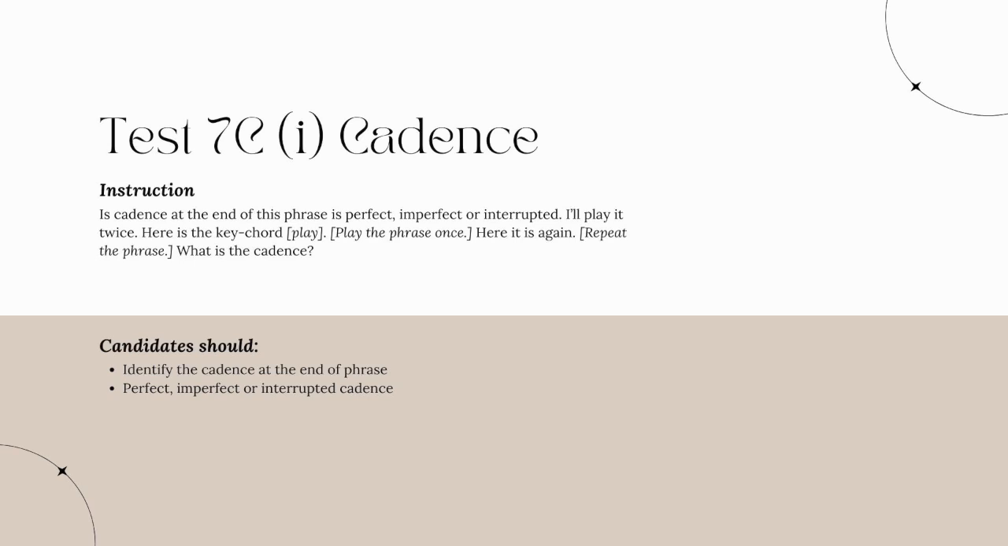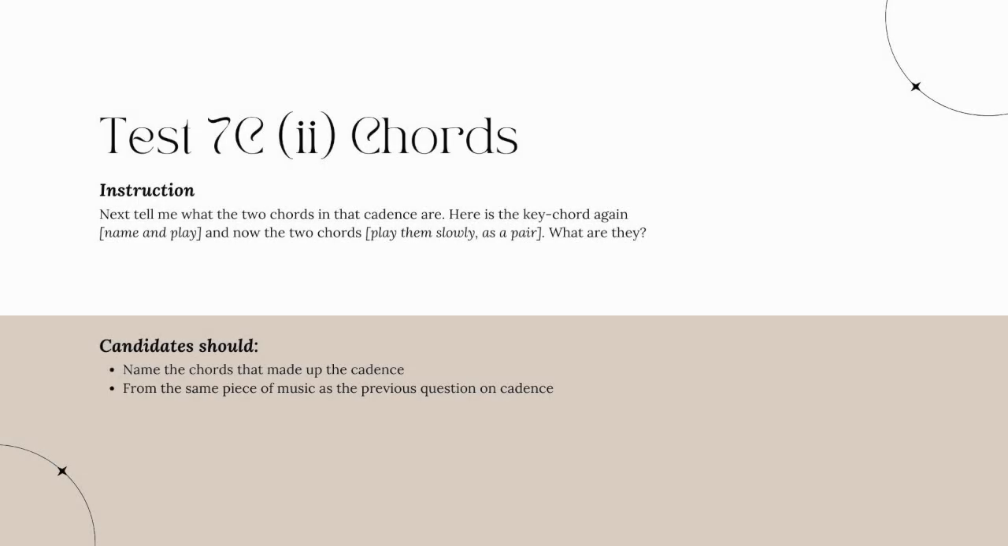What is the cadence? The candidate should identify the cadence at the end of the phrase, whether it's perfect, imperfect, or interrupted cadence. Next, tell me what the 2 chords in that cadence are. Here is the key chord again. It will be named and played, and now the 2 chords, which will be played slowly as a pair. What are they? The candidate should name the chords that make up the cadence. It is from the same piece of music as the previous question on cadence.